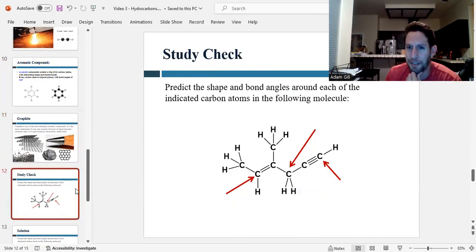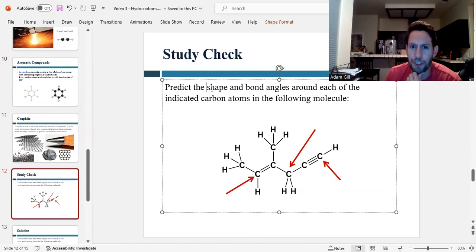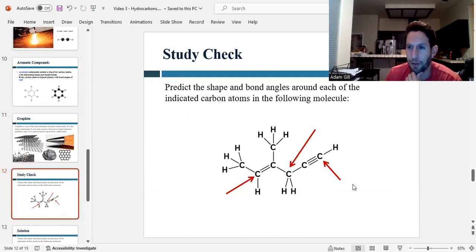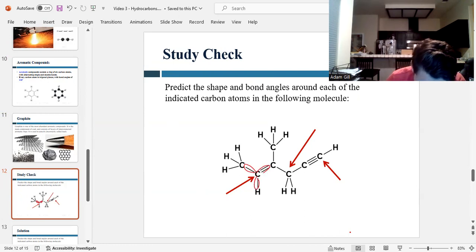So let's do a study check. Predict the shape and bond angles around each of the indicated carbons. Let's start with this one here on the left. This one looks like it has 3 groups attached to it. So if you have 3 groups, you are going to be trigonal planar. That's your shape, and the bond angle is 120 degrees.